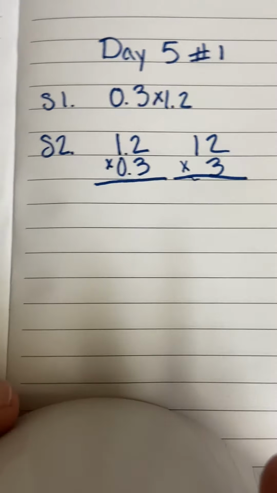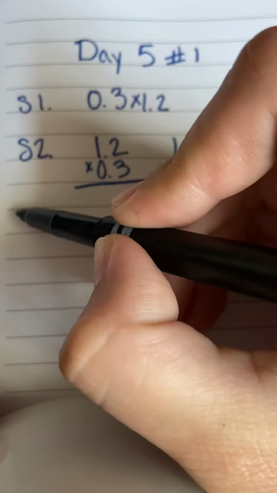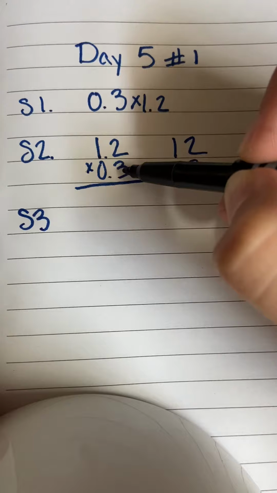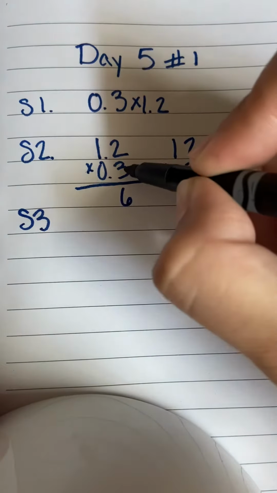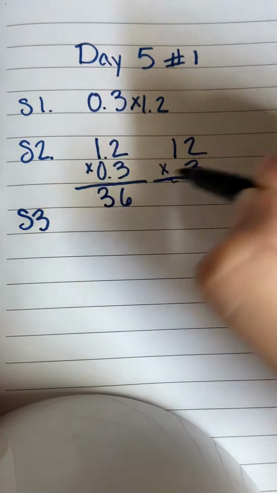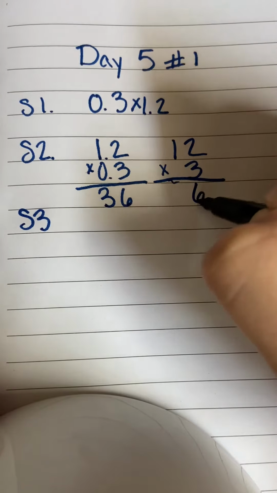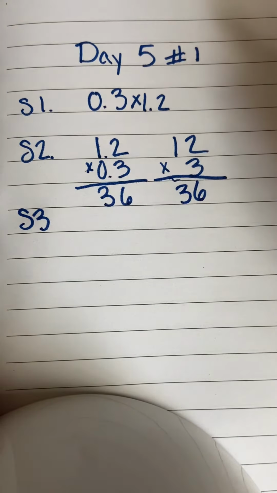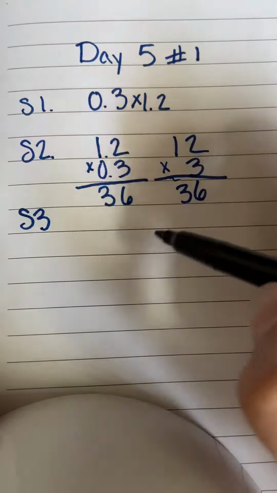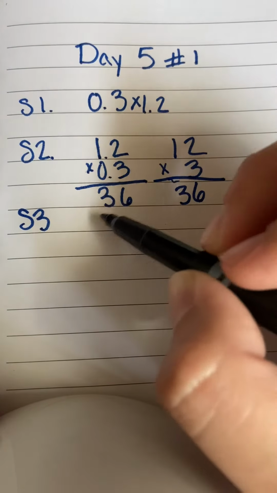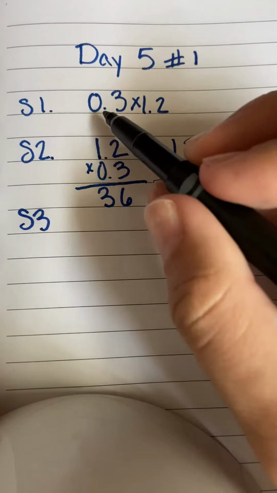So now I'm going to go ahead and do step 3, which is multiplying. I'm going to start with the ones place. 3 times 2 is 6, and 3 times 1 is 3. Same thing here, 6, 3. Now, I'm going to go back to the original problem. I have 36, but 36 is not my correct answer because I have decimals.